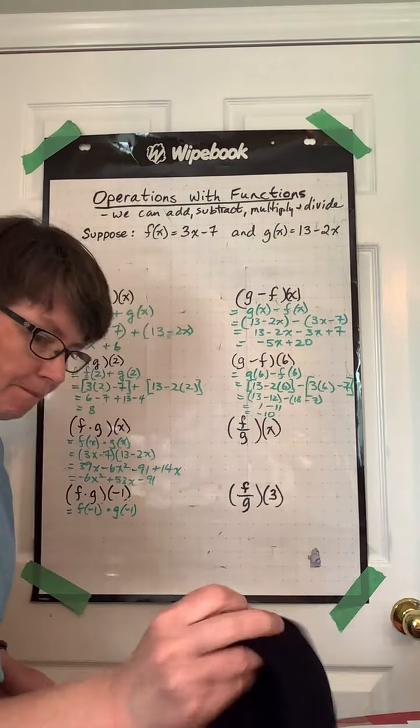All right, so f of negative 1. There's our f function. So 3 times negative 1 minus 7. We're multiplying this by g of negative 1. 13 minus 2 times negative 1. Okay. All right, so let's do this work inside here. Negative 3 subtract 7 is going to be multiplied by 13 plus 2. All right, and that gives us negative 10 times 15, which is negative 150.